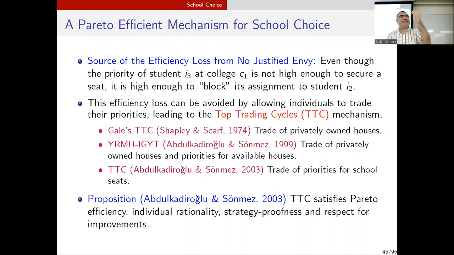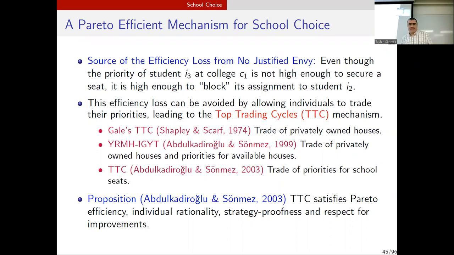And conceptually, if you want to compare Gale's TTC, the "you request my house, I get your turn" equivalent TTC, and school choice TTC: Gale's TTC is a trade of privately owned houses. The "you request my house, I get your turn" version, or equivalent TTC, is a trade of privately owned houses and priorities for all available houses. The middle version is actually the most sophisticated version. Whereas the school choice TTC is just a trade of priorities, right? But it's roughly the same idea.